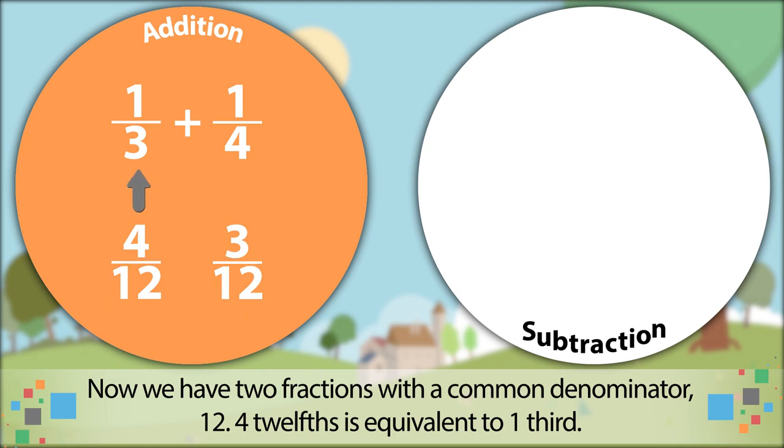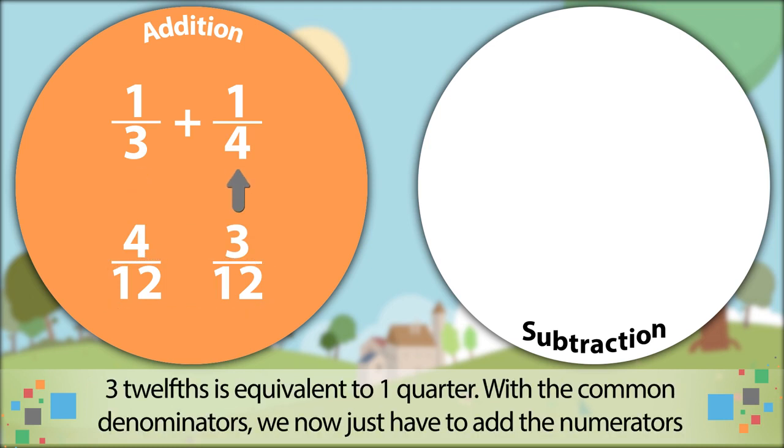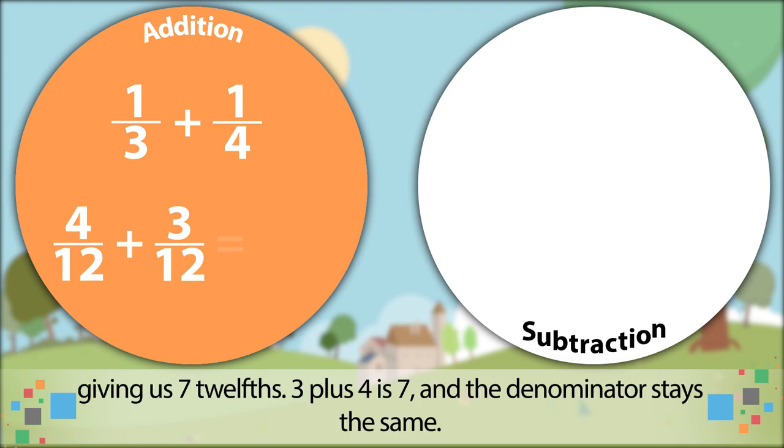4/12 is equivalent to 1/3. 3/12 is equivalent to 1/4. With the common denominators, we now just have to add the numerators, giving us 7/12. 3 plus 4 is 7 and the denominator stays the same.